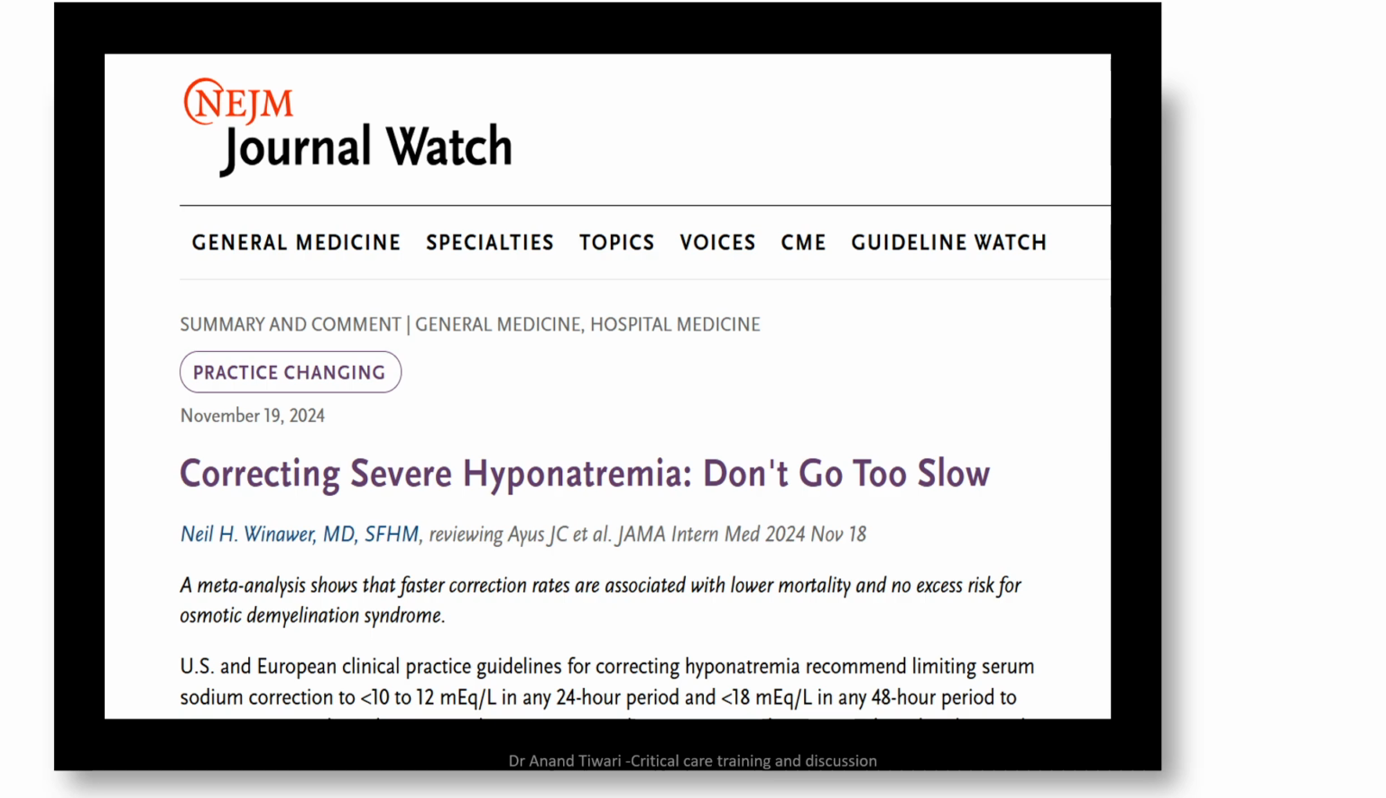What is practice changing about transfusion of 3% saline? What they have mentioned from this meta-analysis is, when correcting severe hyponatremia, don't go too slow. Though the earlier guidelines have mentioned less than 8 to 10 milliequivalent or 10 to 12 milliequivalent in 24 hours, depending on the severity of the patient and monitoring of the sodium, you can go up to 8 to 10 milliequivalent per liter.